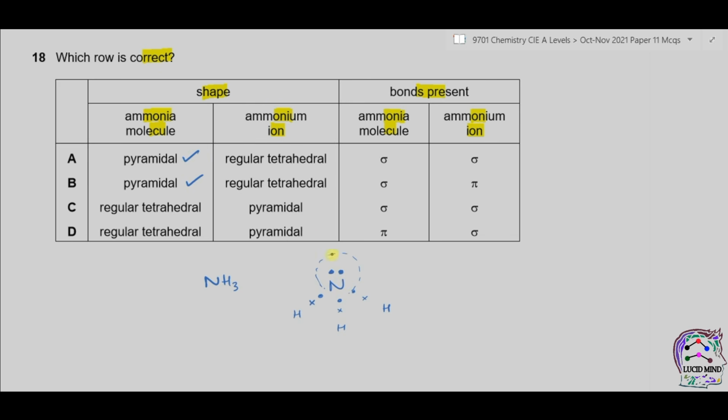Now in order to make ammonium ion, this lone pair can be donated to H+, and the structure will be like this. We have now a coordinate covalent bond with H+. The bond angle will be 109.5. Now this is tetrahedral structure. Now in ammonia molecule we have sigma bonds, all bonds are single bonds. In NH4+ again we have no double bond present, so therefore all bonds are sigma bonds. Correct answer is therefore A.